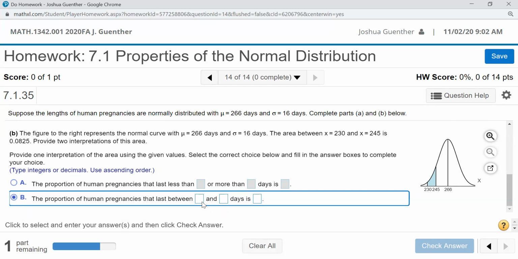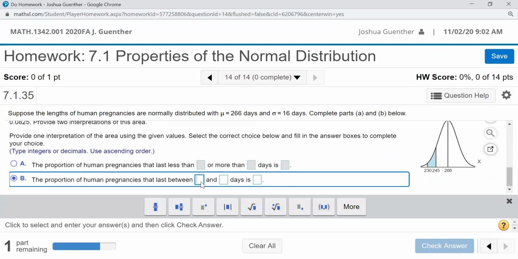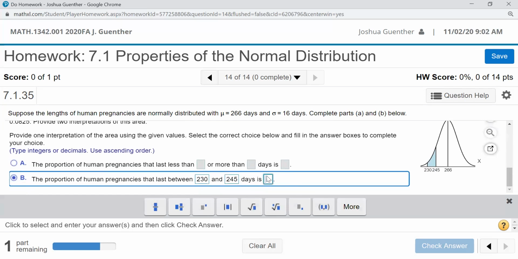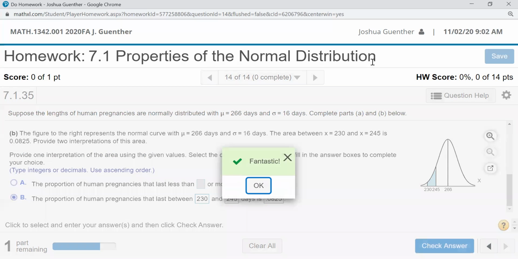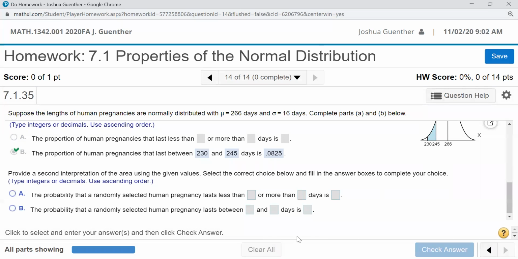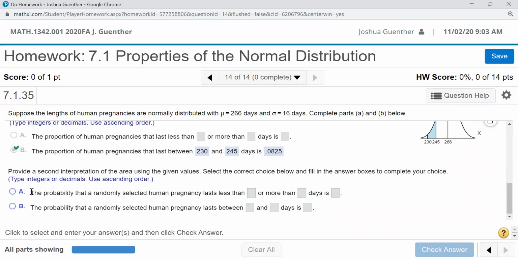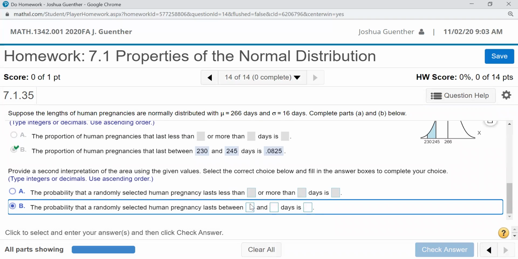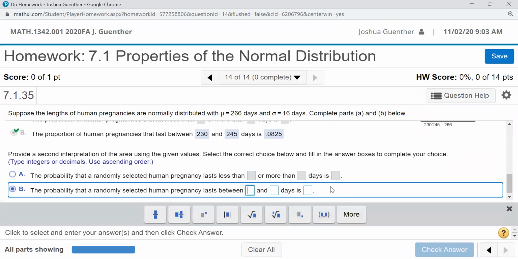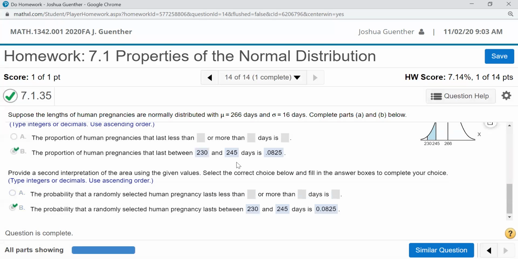The proportion of human pregnancies that will last between 230 and 245 days is 0.0825. So basically 8.25% of all pregnancies last between 230 and 245 days. If you want the probability interpretation, the probability that a randomly selected human pregnancy will last between 230 and 245 days is again 0.0825, or 8.25%.